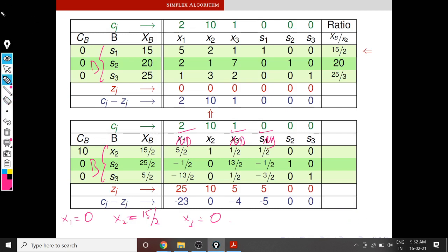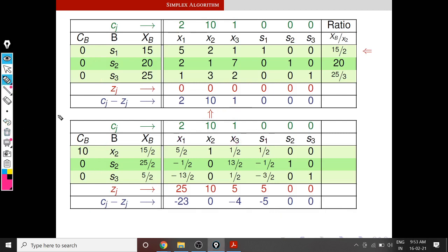What is our objective function? Our objective function is z equal to 2x1 plus 10x2 plus x3, where these are the costs. So what is the value of z at this point? Yeah, 75. So this is the maximum value of the objective function. You got it? Z equal to 75. So you probably have a rough understanding now.